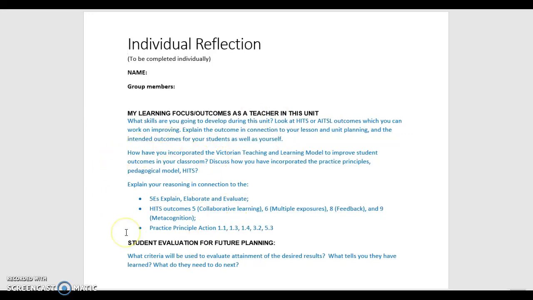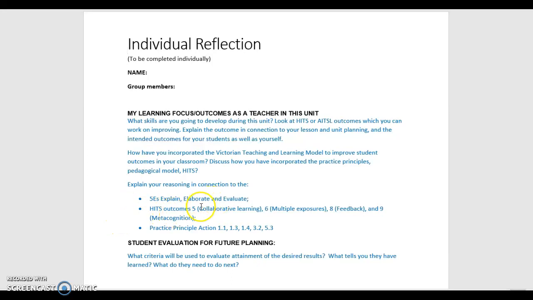So here we want to know how you've incorporated the Victorian Teaching Learning Model to improve student outcomes in your classroom. Now you need to connect these ideas with the practice principles, the pedagogical model and HITS. So explain your reasoning in terms of the 5 E's, but in particular explain, elaborate and evaluate. So how have you addressed them? It's not enough just to say what happens in the explain stage, the elaborate stage and the evaluate stage. You need to think about how you've actually demonstrated those and give examples and explanations supporting each.